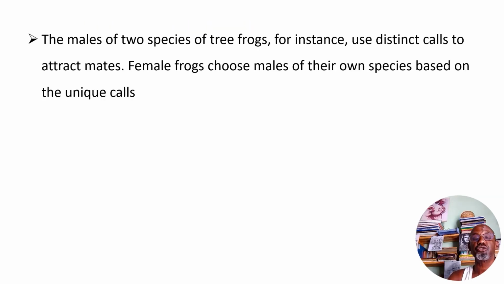The males of two species of tree frogs, for instance, use distinct calls to attract mates. Calls, the sound that they make. The male is making sound in frogs, of course. The female identifies the sound of its own species, you see, and responds only to the sound of its own type. So though they can reproduce, in course of time their gene pools become different and finally become two different species.